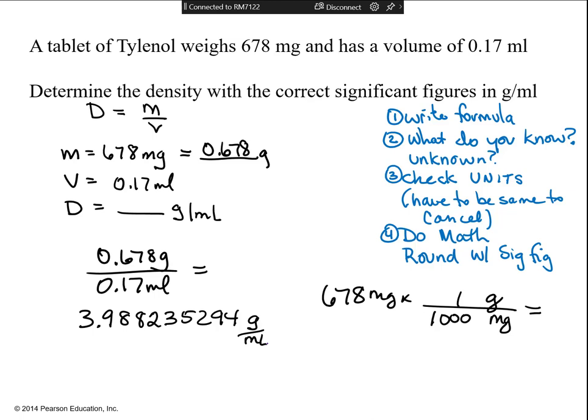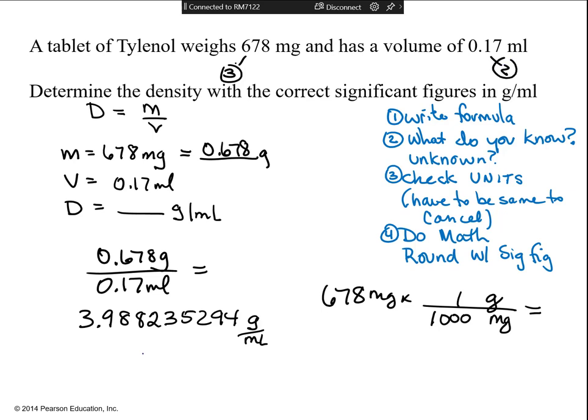Okay, so can I keep all of that? No. Now I've got to go up to my measured values. So 678, how many significant figures? 3. Everybody got that? So I have 3 significant figures in that measurement. How many in 0.17? 2. So that means my answer can only have 2.